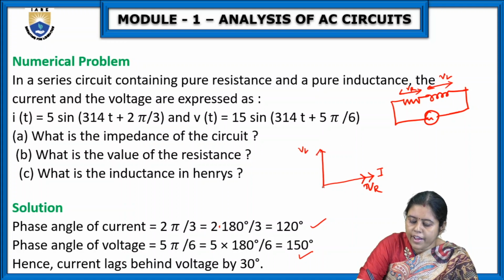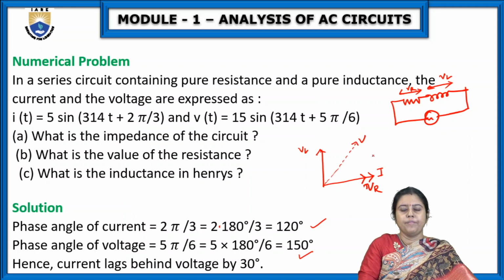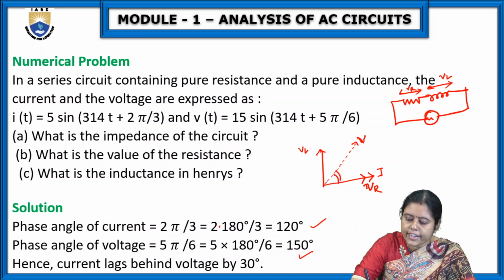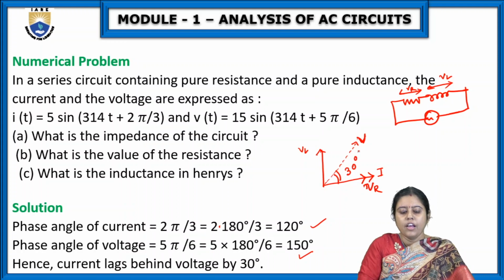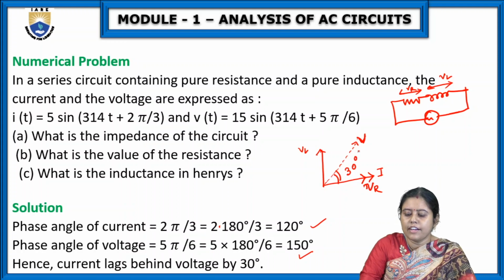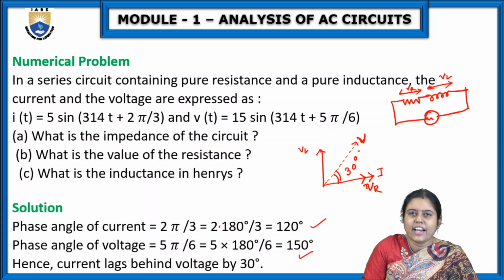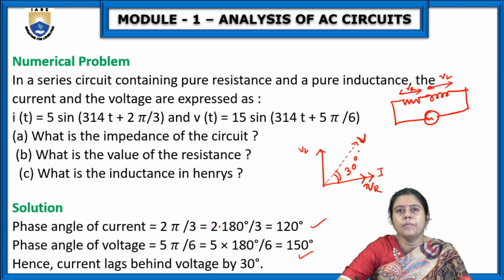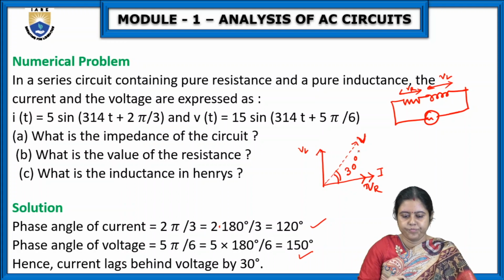This is our original V. Now, what is the angle between the original voltage and current? It is 30 degrees. So the current lags the voltage, and this is an inductive circuit. Current is lagging, you can see from the diagram also. Current is lagging by 30 degrees.